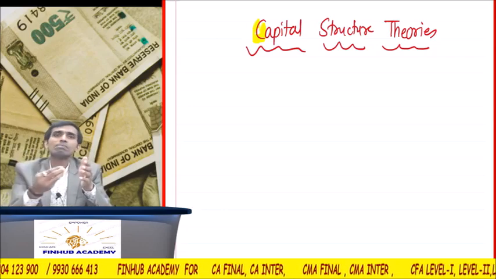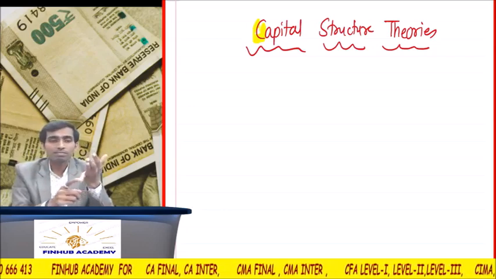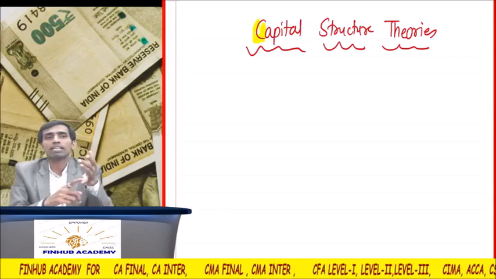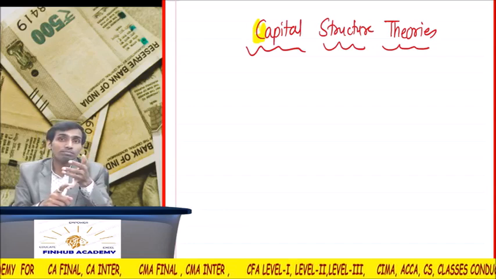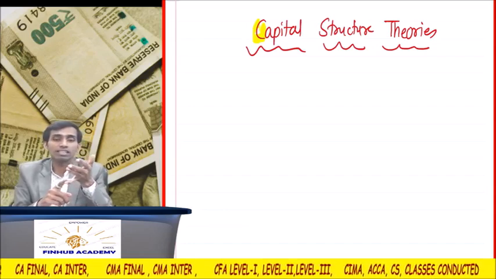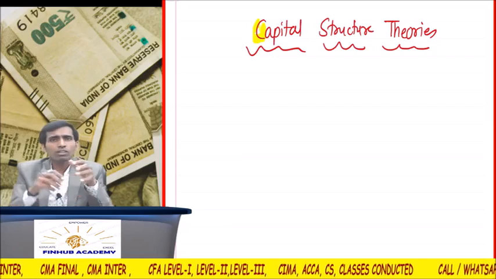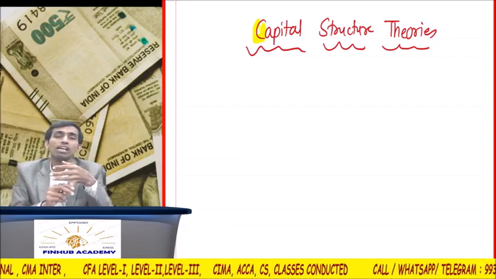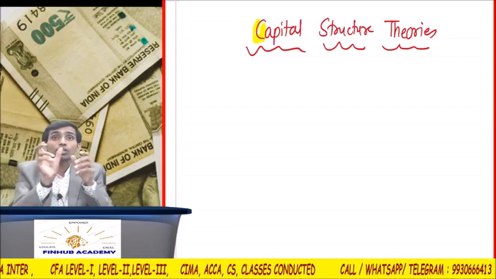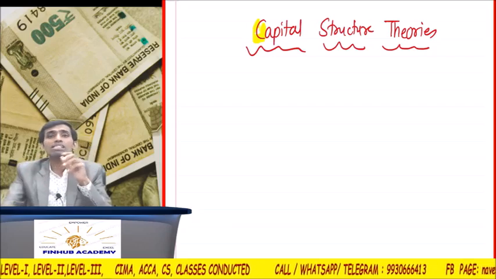What are the variables I am discussing? Debt equity mix, then cost of each component. When I say cost of each component, I am talking about the individual cost of capital: individual cost, KD, KE. Then the overall cost, that is WACC. And from this WACC we can get the value of the firm. So they are talking about all these variables.